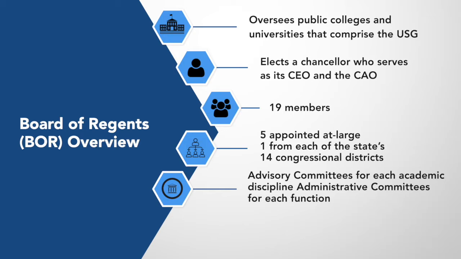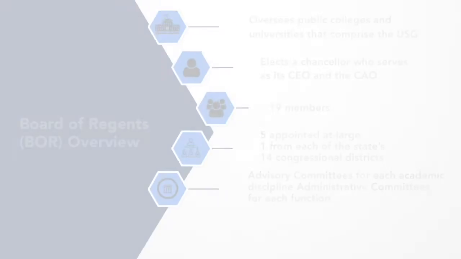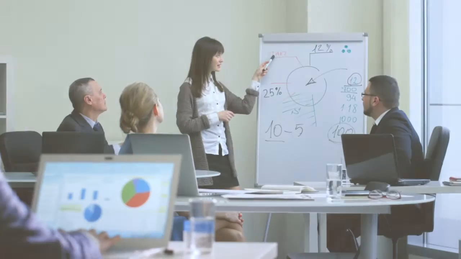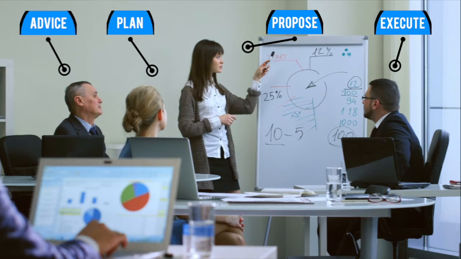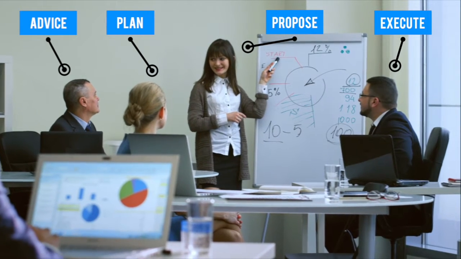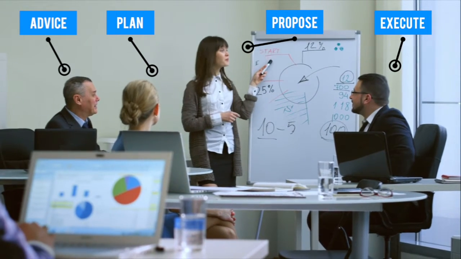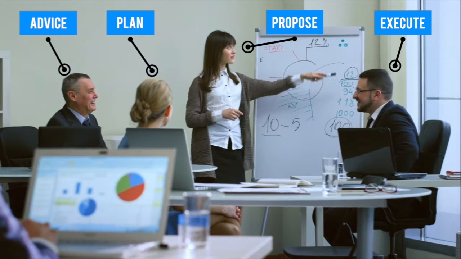The board elects a chancellor who serves as its chief executive officer and the chief administrative officer of the university system. The board has advisory committees for each academic discipline and administrative function. The purpose of these committees is to advise the board on proposed new policies and policy changes. The committees are also instrumental in the planning and execution of policy implementation.